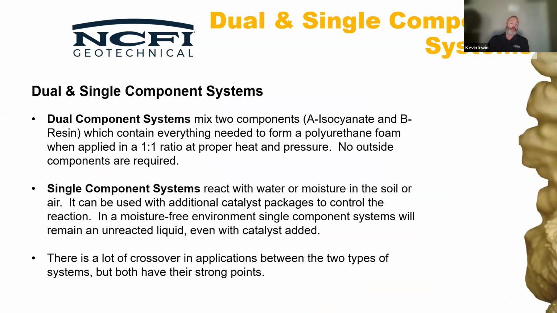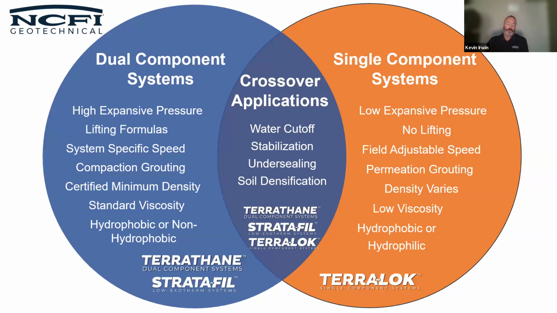today. So with dual component systems, everything you need is already contained within the two drums, so you're going to get a good chemical reaction. Single component systems have to react with water. There is a lot of crossover between the two types of systems, and they do have their strengths. Dual component systems have that higher expansive pressure. They're typically our lifting formulas. Single component systems tend to have lower expansive pressure, and no lifting. Of course, you put enough pressure behind anything, it'll lift, but you're not going to be as likely to lift with a single component system.